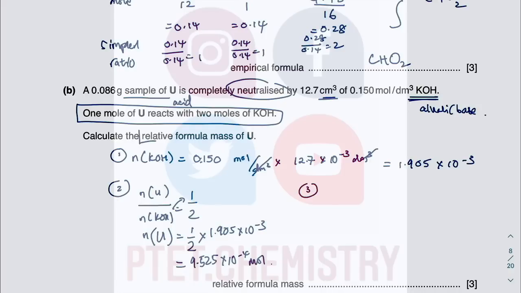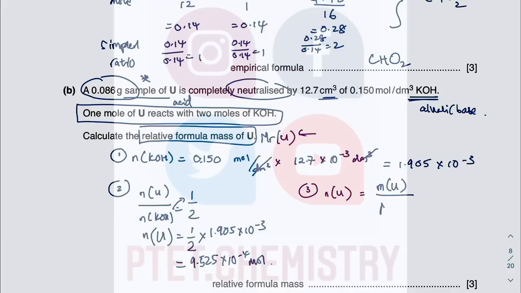So they want you to calculate the relative formula mass, basically the MR of U. You know the mass used, and you want the MR, and you also know the mole. So it's a solid here, okay? Therefore, the mole of solid is going to be the mass of the solid divided by the MR of the solid. Mass over MR will give you the mole of the solid. We are talking about a solid here. Before, we were talking about a solution.